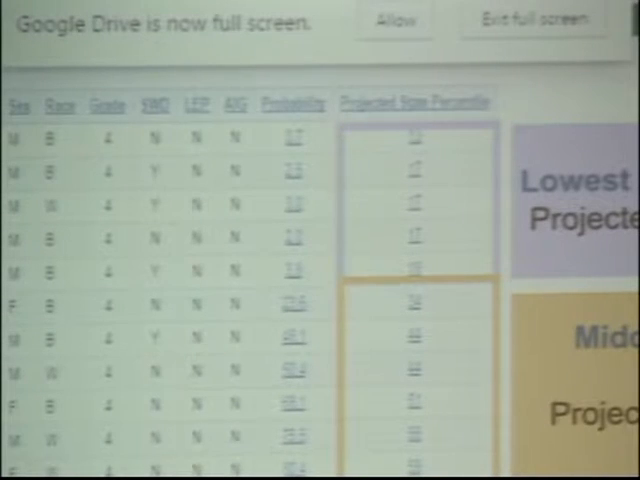1 through 33 is achievement group 1. 34 through 66 is achievement group 2. 67 through 99 is achievement group 3. The purple group is the group that Ed is going to focus this on.